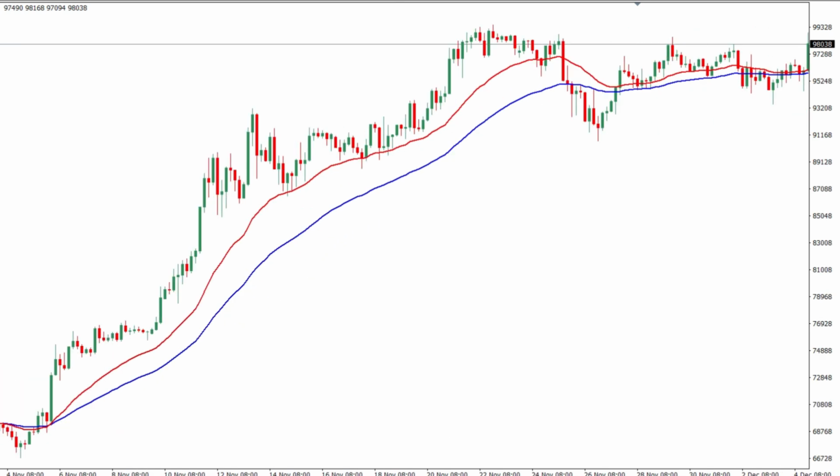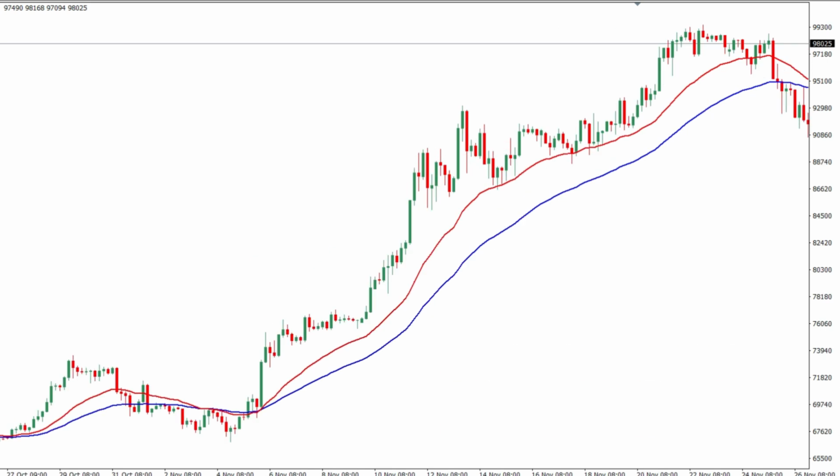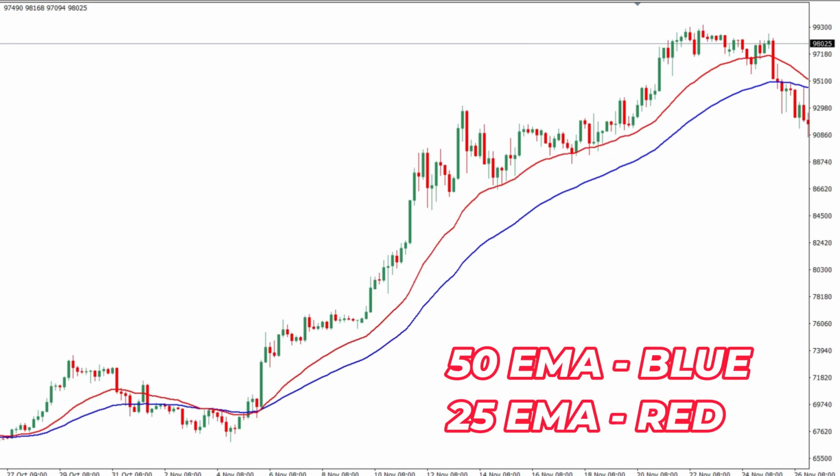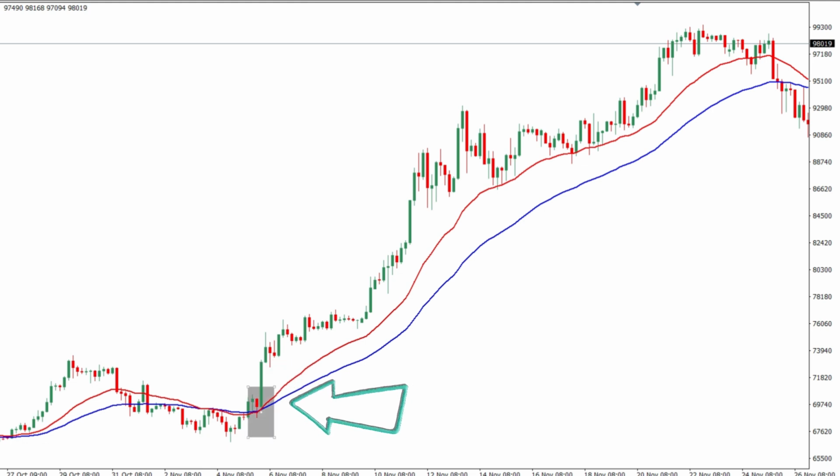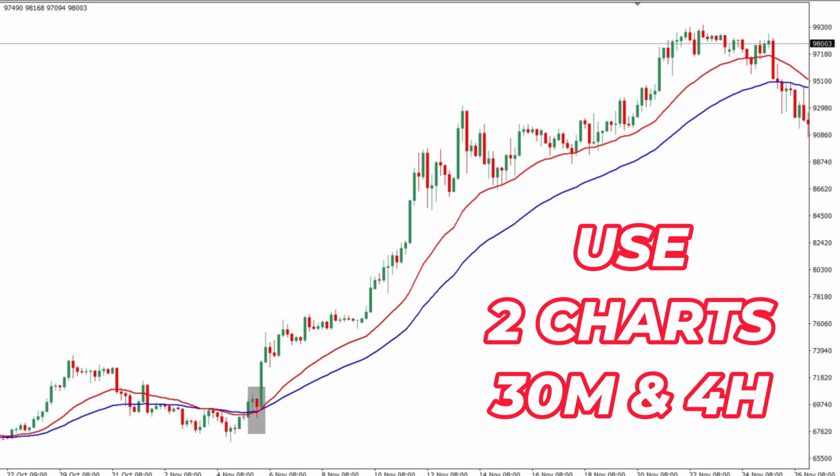On a higher time frame, you can see that a 50 EMA and a 25 EMA is visible. And here you can clearly see that the 25 EMA has cut the 50 EMA from the bottom going upwards. Once you see this cut, this is where you have to understand that you want to enter into a trade. Now, a lot of traders will convert this chart itself into a 30-minute chart and try to find an entry over there. But what I suggest is use two charts in this particular area.